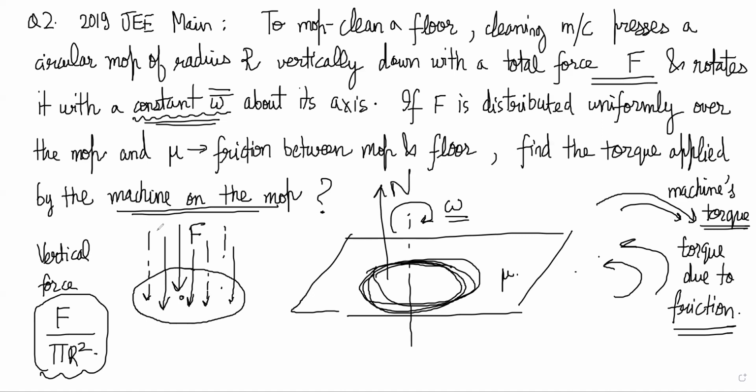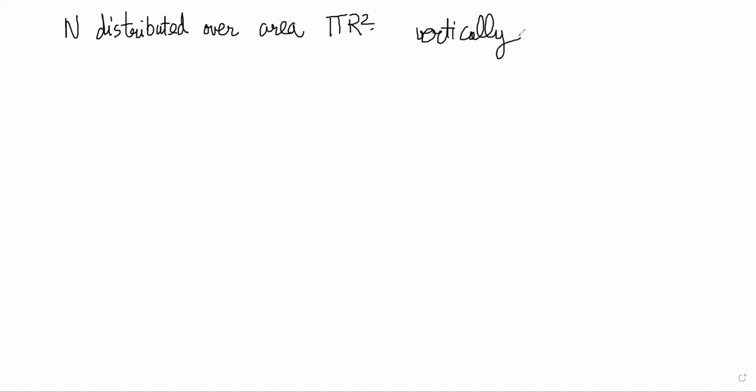And since this force, the vertical force, downward force was distributed over the whole mop, you can also say that the normal force is also distributed over the whole mop. And both the magnitudes should be equal. So what we can say is that there is a normal force N distributed over area of pi r square vertically upward, right?